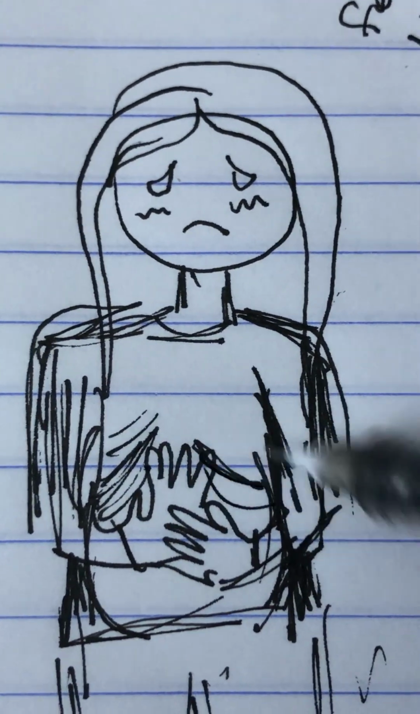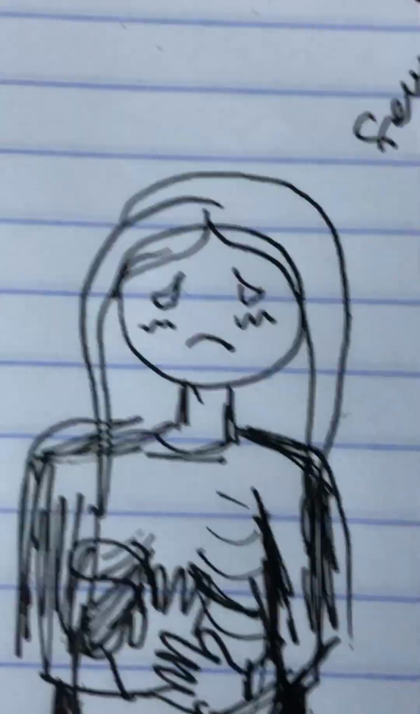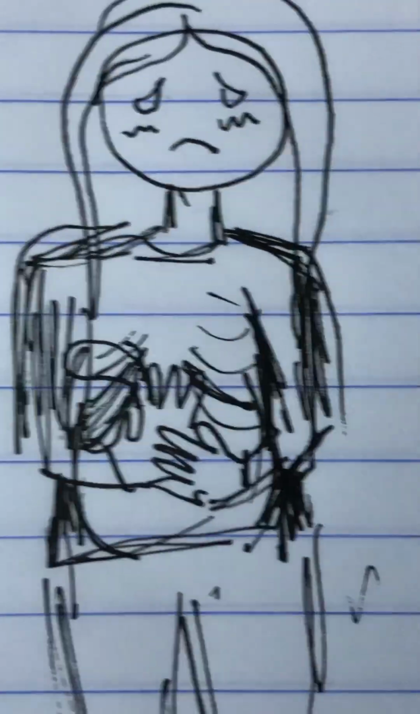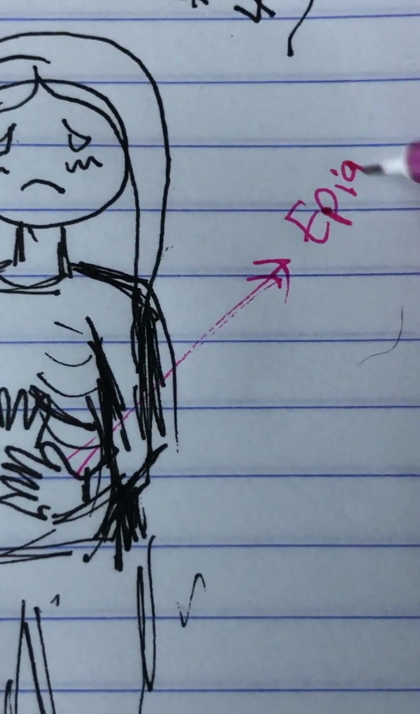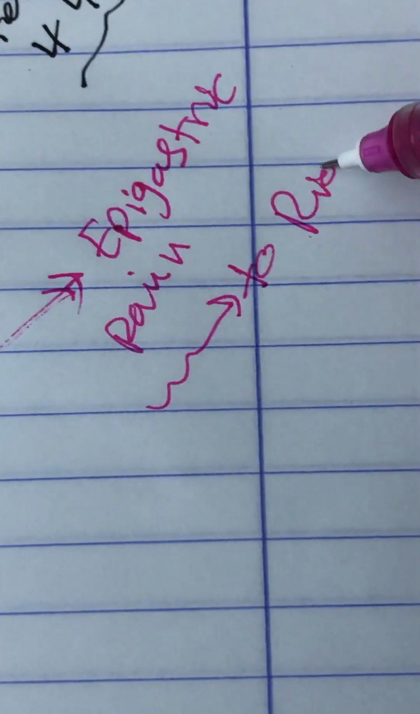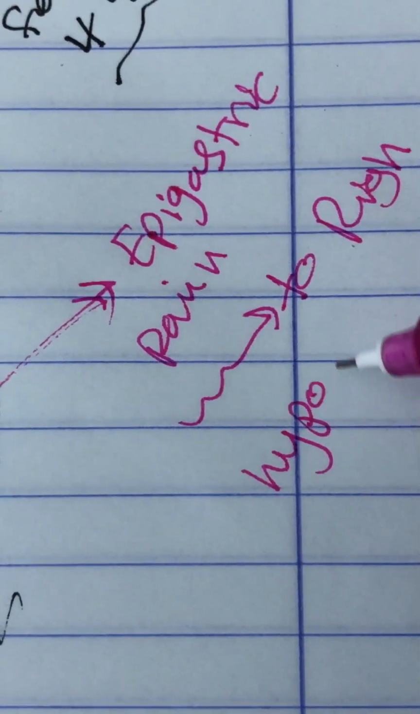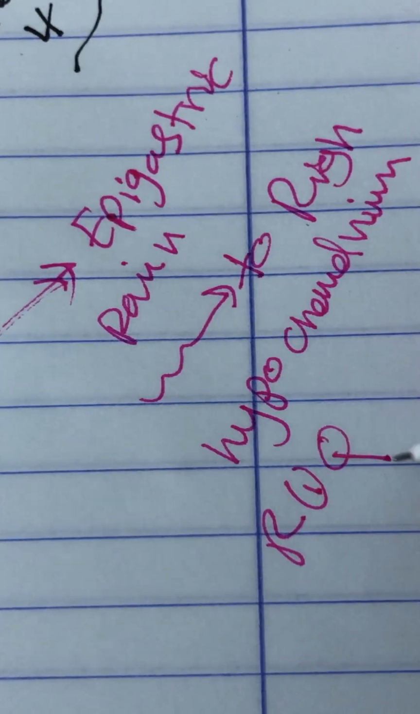Let's imagine these are the ribs, and here the gallbladder. Okay. So the first symptom is epigastric pain, radiating to the right hypochondrium or right upper quadrant region.